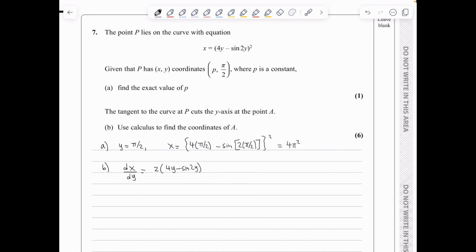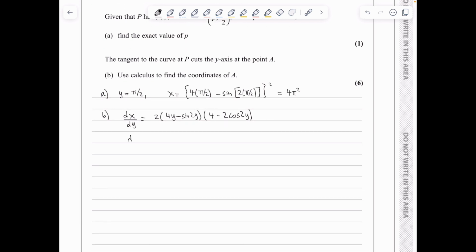And we also multiply by the derivative of the bracket, which is the derivative of 4y minus sine 2y. Well, the derivative of this is simply 4 minus 2 cos of 2y. So this is the expression for dx/dy. Well, I will evaluate this at y is pi over 2.